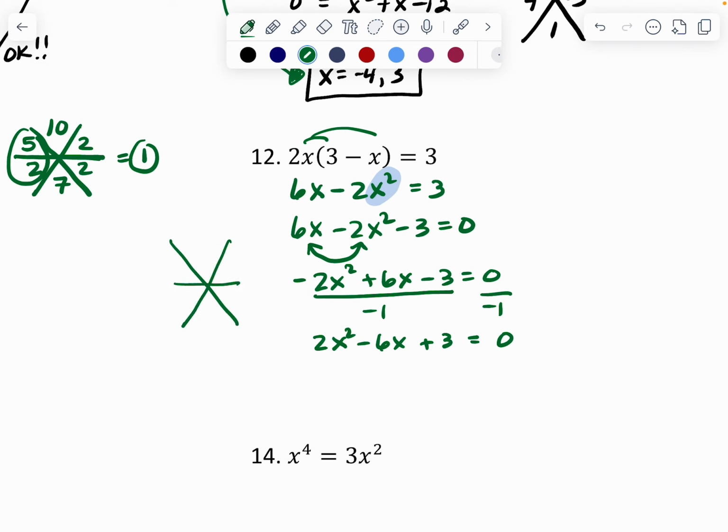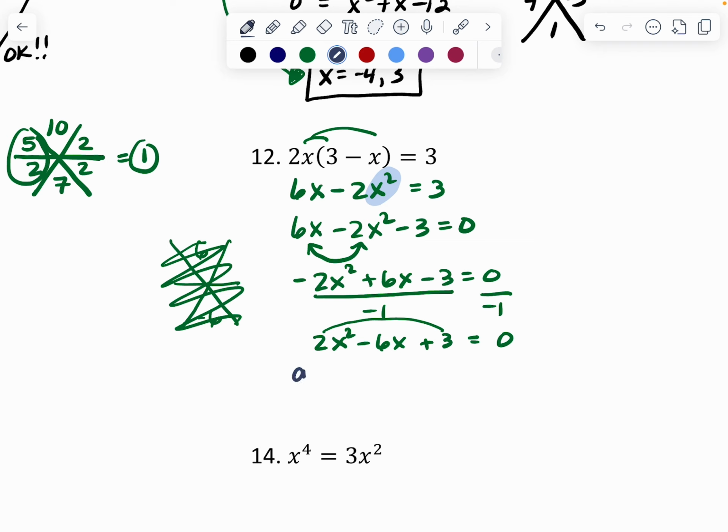Okay, so let's check it out. 2 times 3 is 6, and then I have a negative 6 on the bottom. Can you think of two numbers that multiply to make 6 and add to give you negative 6? I can't. So bummer, I'm going to cross that out. What do? Can't factor? Quadratic formula it is.